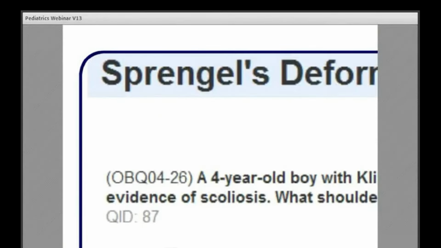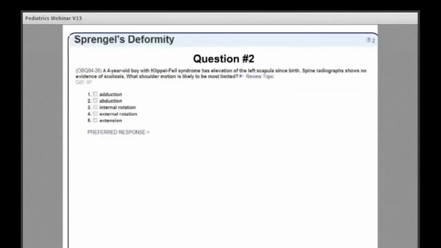A 4-year-old boy with Klippel-Feil syndrome has elevation of the left scapula since birth. Spine radiographs show no evidence of scoliosis. What shoulder motion is likely to be most limited?